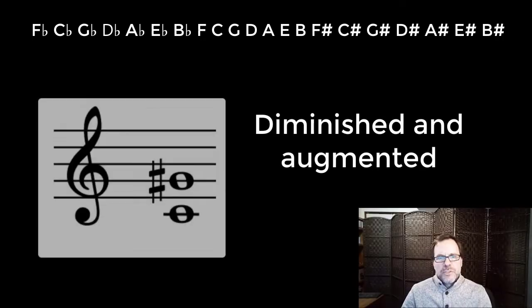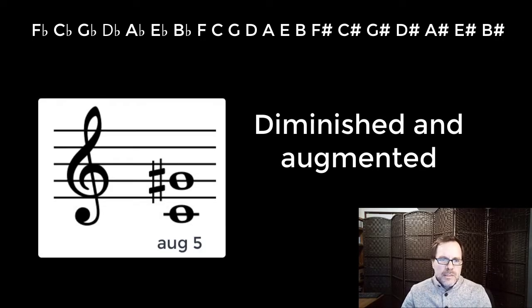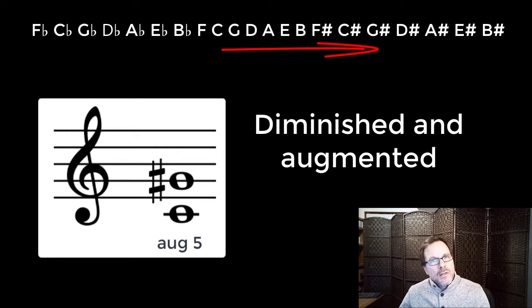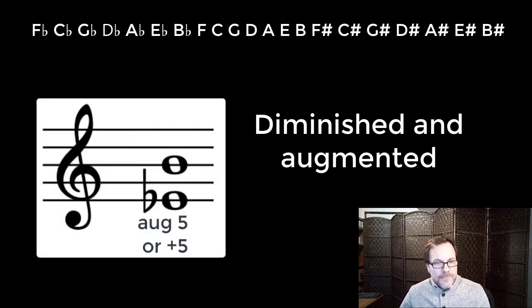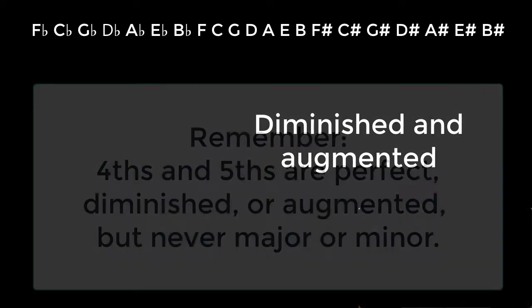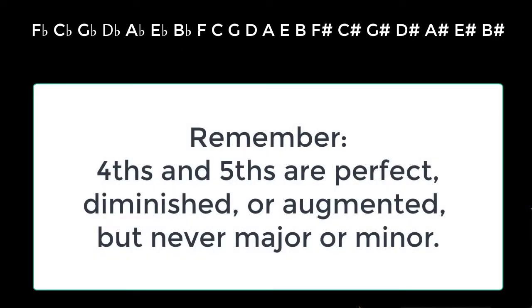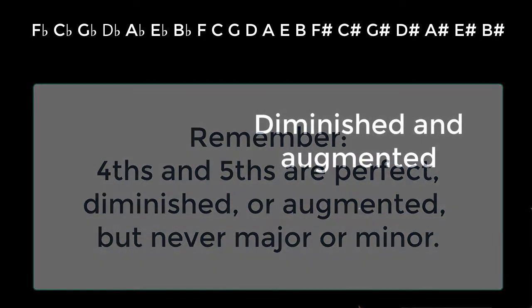How about C to G sharp? I know that's a fifth. C, D, E, F, G. But C to G sharp, I'm going way more than 6 positions, so it must be an augmented fifth. E flat to B, same thing. It's a fifth, E, F, G, A, B. That's the generic interval, but the specific interval, looking to the line of fifths, is augmented because it's more than 6 positions. So notice that fourths and fifths, once again, are either perfect, diminished, or augmented, but never major or minor. Just keep that thought in mind.